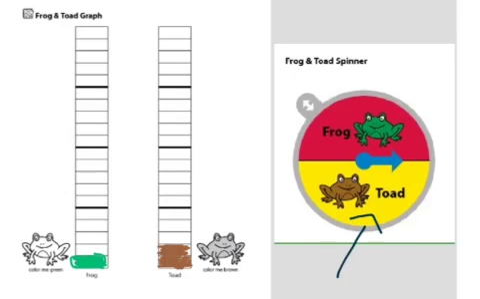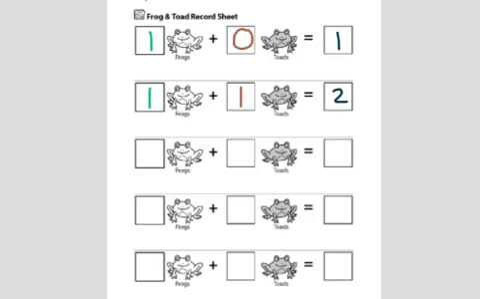That makes me want to ask you a question. Which one has more, frogs or toads? Toads. Which one has less? Frogs. Good job. Now let's look at adding a number sentence to our next sheet.